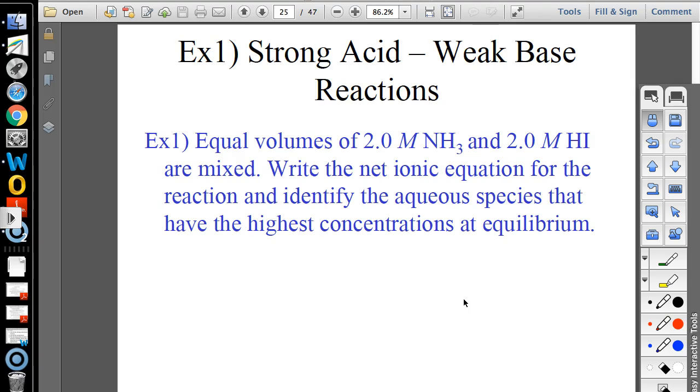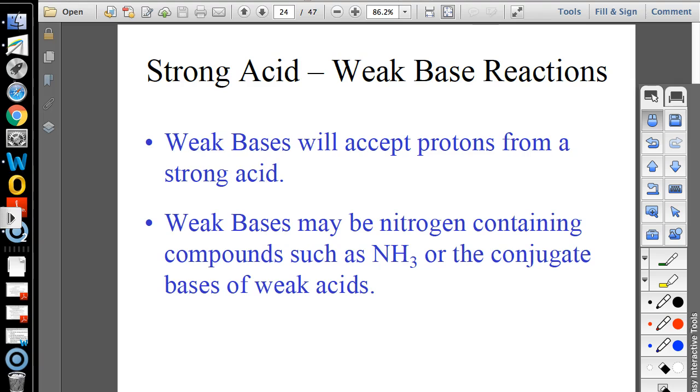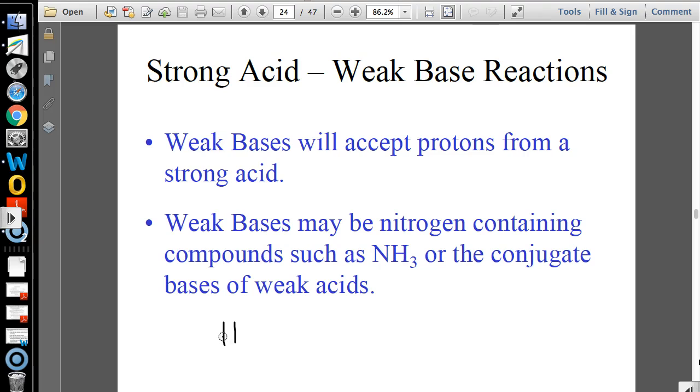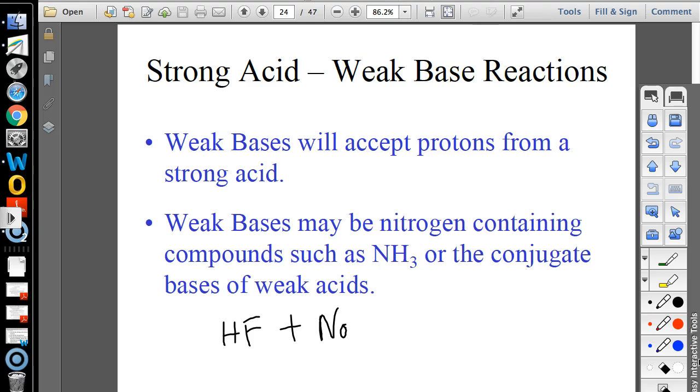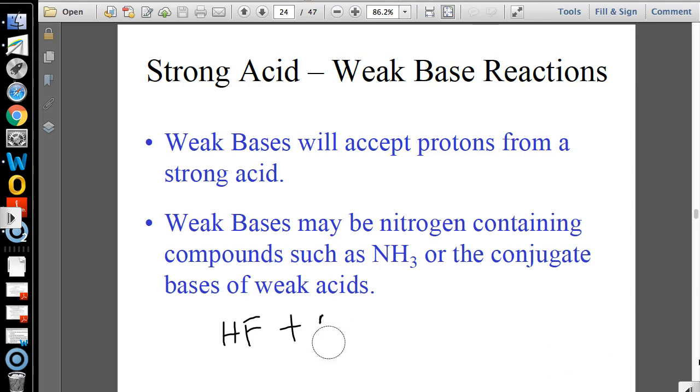Let me show you what we're talking about. Let me just go back to that slide. So if we do that, if we say HF, which is a weak acid, plus, I don't know, a strong base. Wait. We have to go the other way with that.